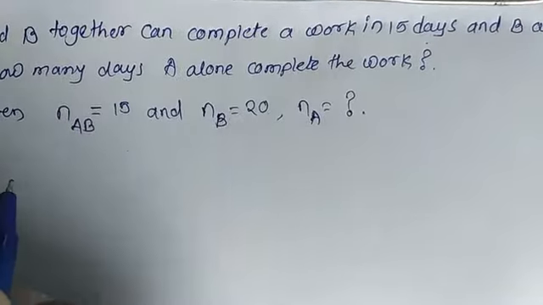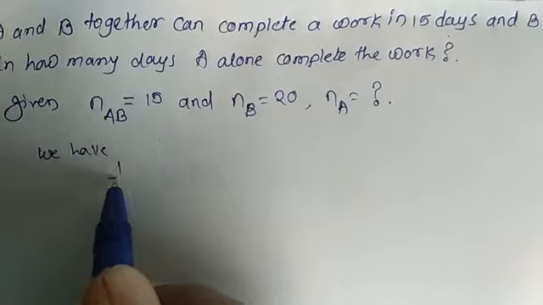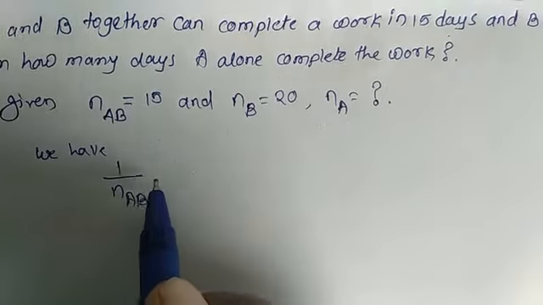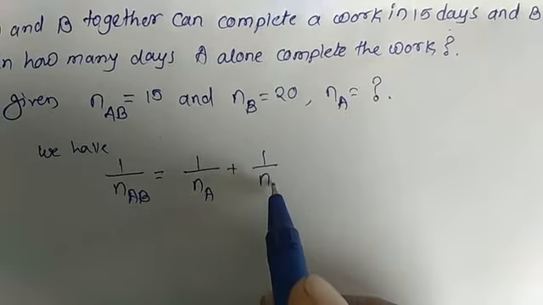So we have a formula: 1 upon n_AB is equal to 1 upon n_A plus 1 upon n_B.